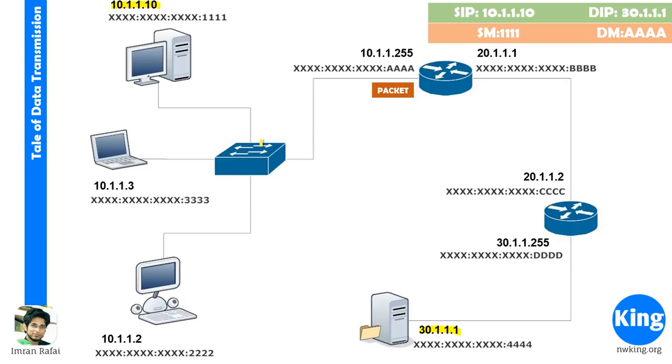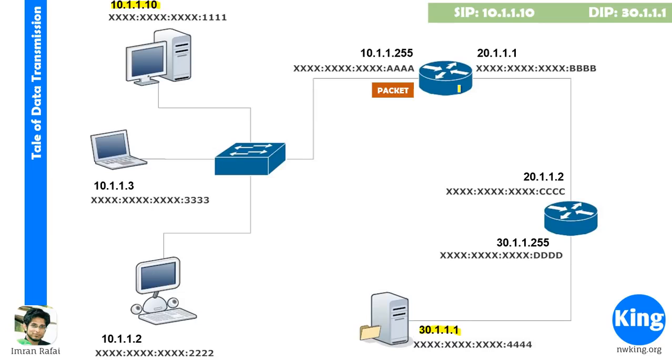Now the router gets that information, and the router, as you know, works on layer 3, right? So the minute it gets that packet, it strips down layer 2 and looks at layer 3. Now it sees that the layer 3 destination IP address for this packet is 30.1.1.1, but it looks at both its interfaces, and it sees that 30.1.1.1 is not connected to itself. Then it looks at the routing table.